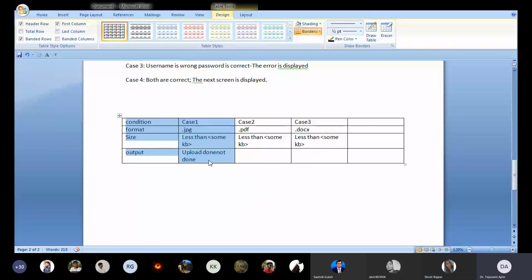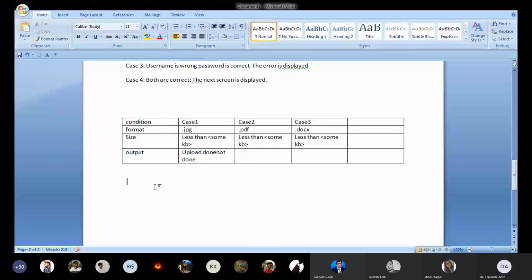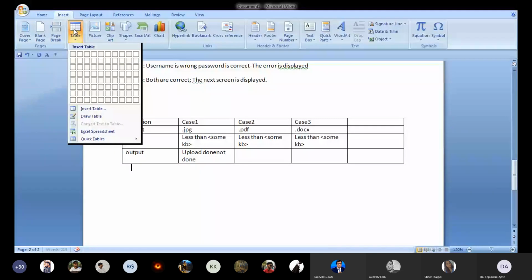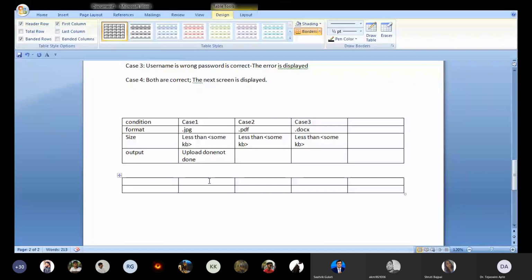Are you able to see my Word document right now? Yes, ma'am. So for case 1, case 2 and case 3, I have taken the JPG, PDF and document. In exactly the similar way, here also I can give case 1, case 2 and case 3.